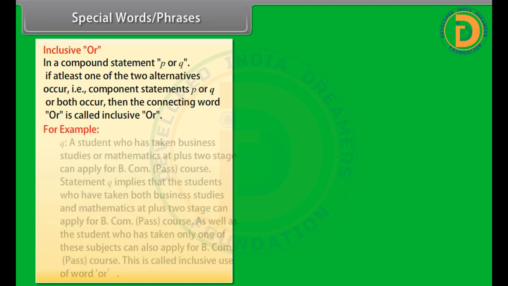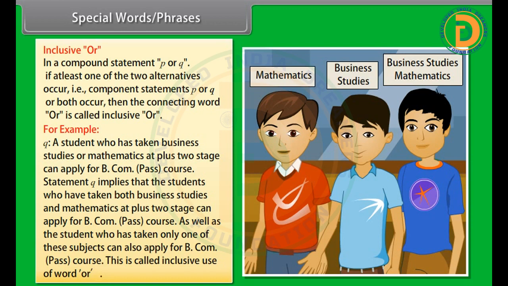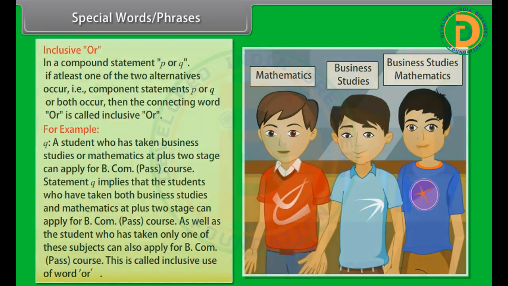For example, Q is a statement that a student who has taken business studies or mathematics at +2 stage can apply for BCom Pass course. Statement Q implies that students who have taken both business studies and mathematics at +2 stage can apply for BCom Pass course, as well as students who have taken only one of these subjects. This is called inclusive use of the word or.